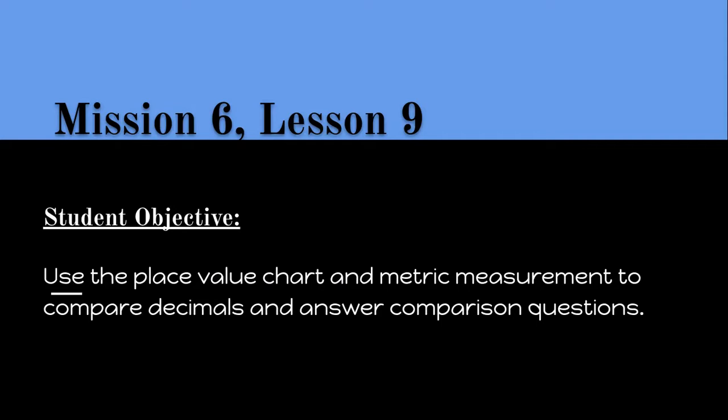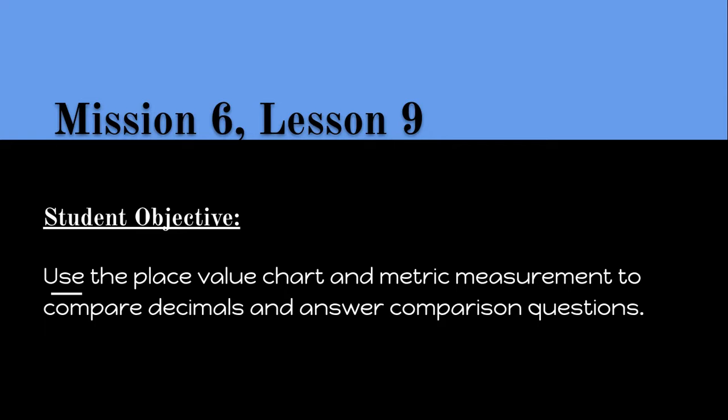Here we are at Mission 6, Lesson 9, where our student objective is to use the place value chart and metric measurements to compare decimals and answer comparison questions. So essentially what that means is today we're going to be comparing decimals and determining which is greater than, if we're given two decimals, which one is greater than the other decimal.